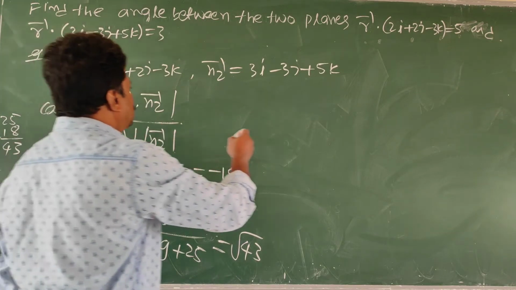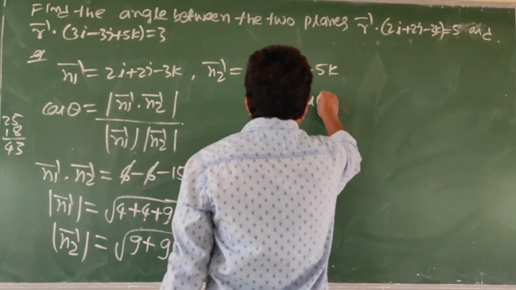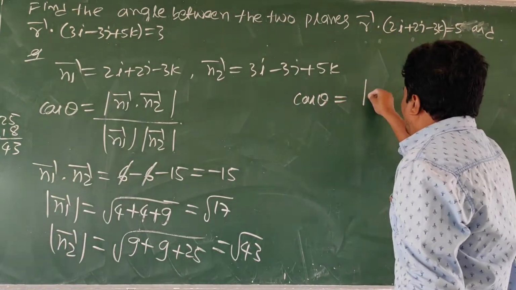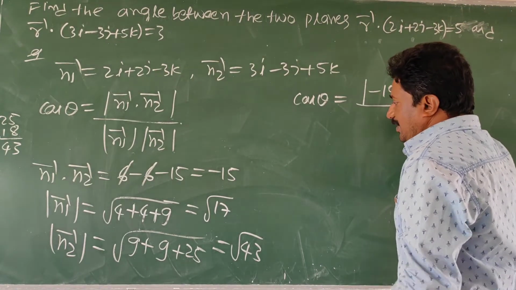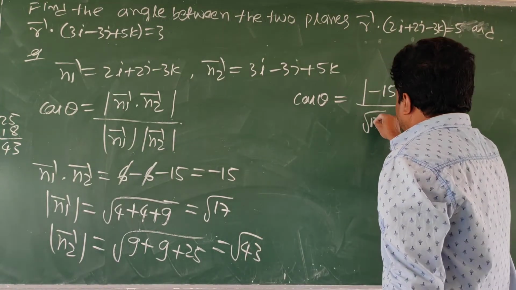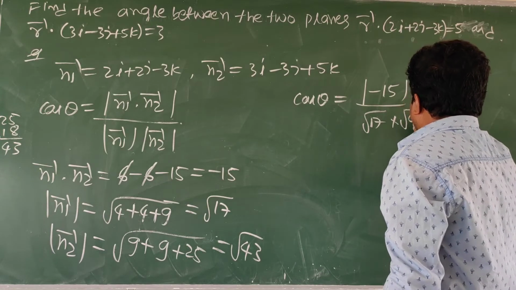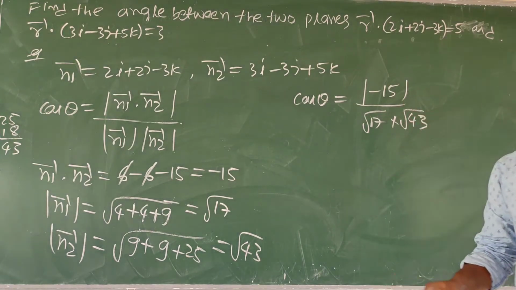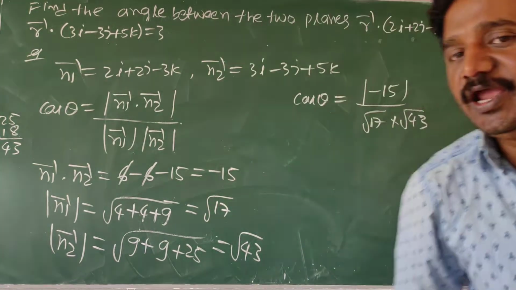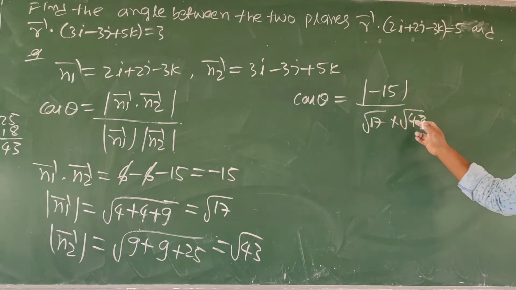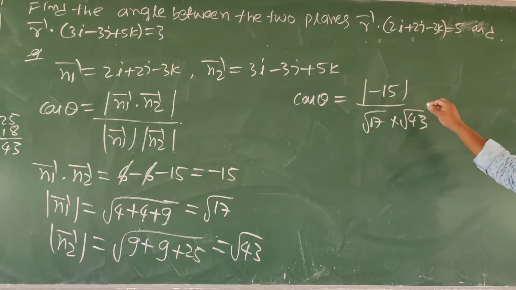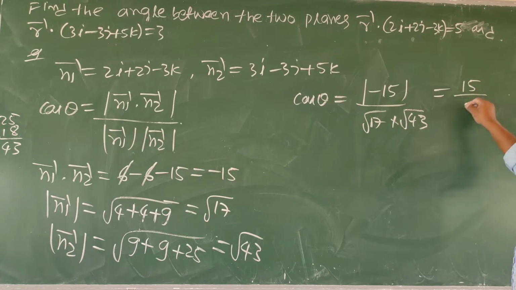Substituting that, students, cos theta equals mod of n1 dot n2, minus 15, by root 17 into root 43. Use the calculator, students. Root a into root b is root of a into b. It is 15 by root of 43 17s.